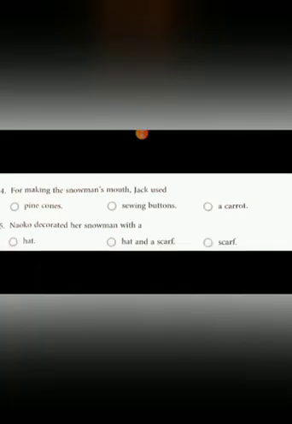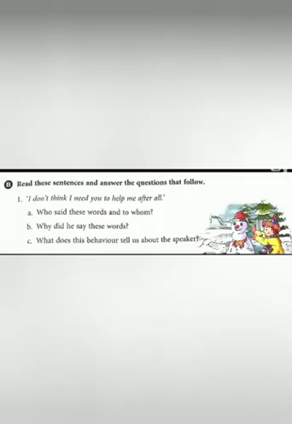Fourth one. For making the snowman's mouth, Jack used pine cones, sewing buttons, a carrot. The right answer is pine cones. Fifth one. Naoko decorated her snowman with a dash. Hat, hat and a scarf, scarf. The right answer is hat and a scarf.